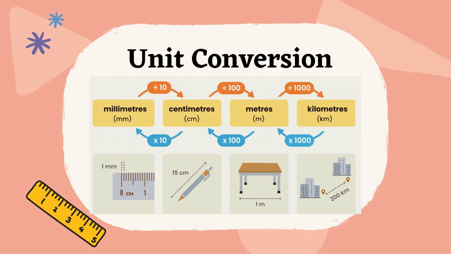On the other hand, if we go from a big unit to a smaller unit, we have to multiply. For example, from centimeter to millimeter, we have to multiply by 10. While from meter to centimeter, we have to multiply by 100. And lastly, from kilometer to meter, we have to multiply by 1000.